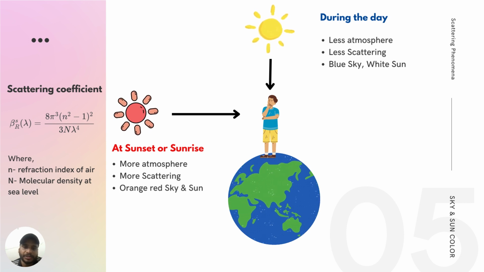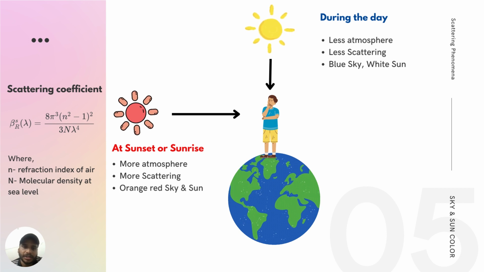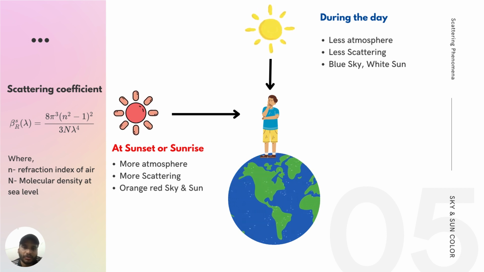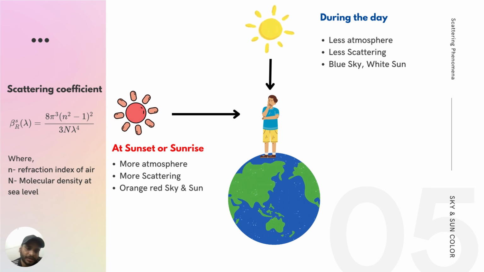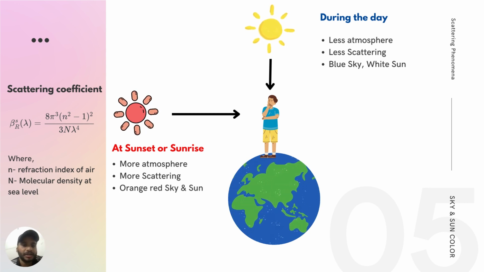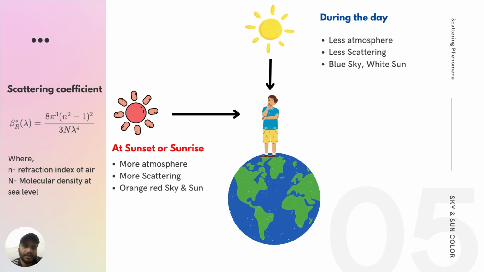So this is basically the reason why, during the day, we see the sun as yellowish or white and the sky as blue, but at sunset or sunrise we see the orange-red sky or sun, right?